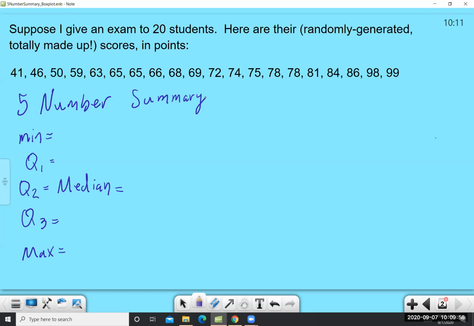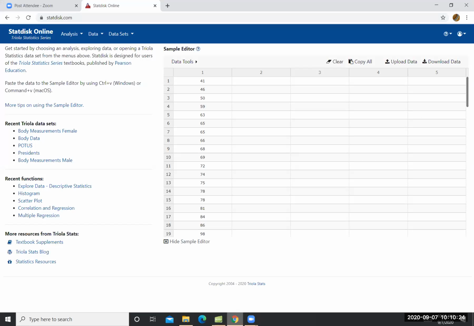Now, you can do this by hand, but it's actually preferable to do it using a statistical calculator. So we are going to be using a statistical calculator at www.statdisk.com. So here we are, statdisk.com, and I have all of the data preloaded and ready to go.